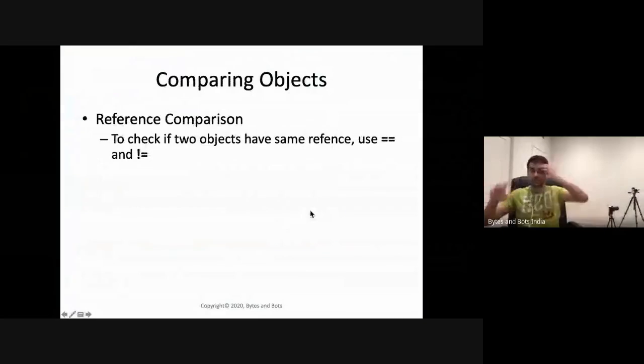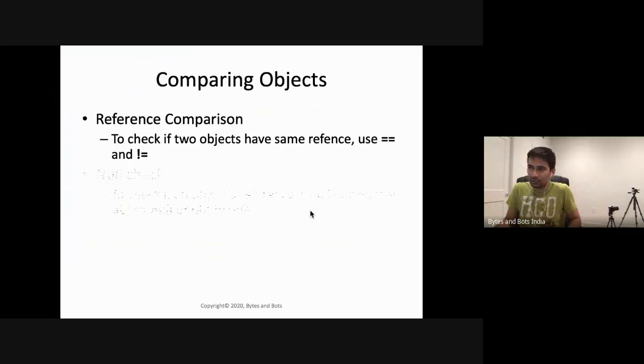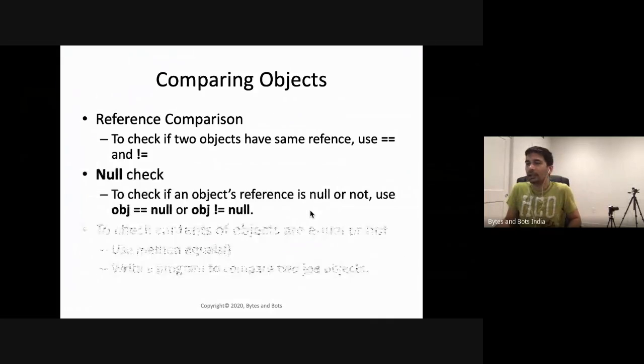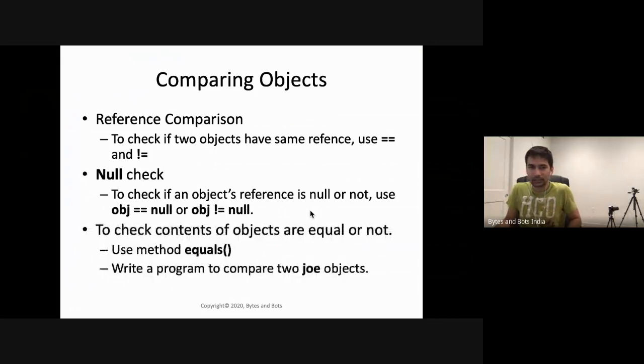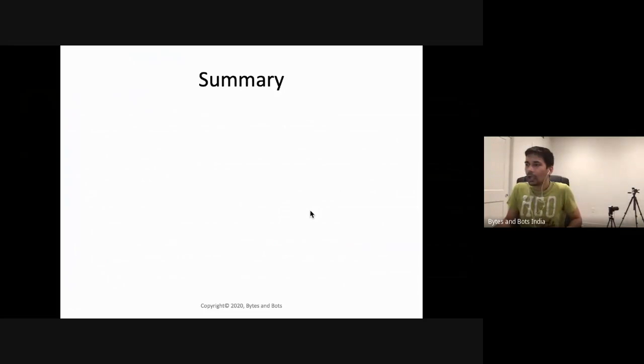So today we learned about comparing objects in three ways: checking if the references are matching by using equals and not equals to, checked if object is null or not, and then we looked at the equals method, which actually looks at the content of the object rather than references.